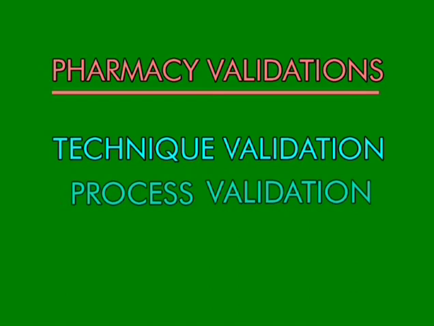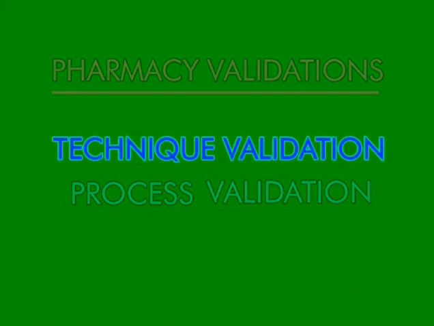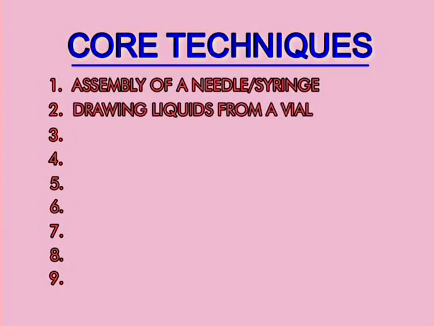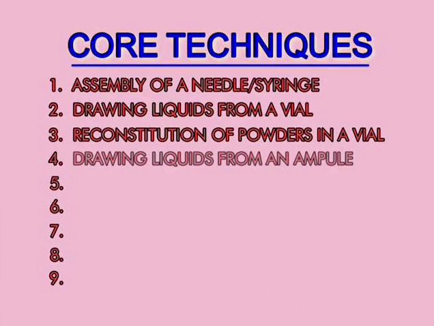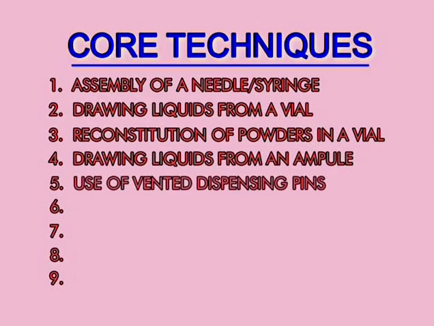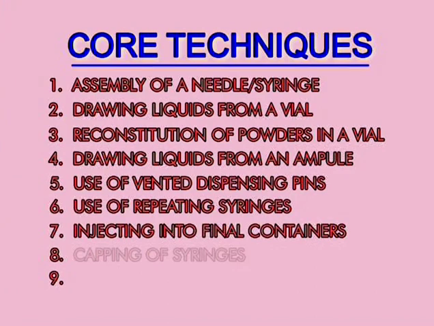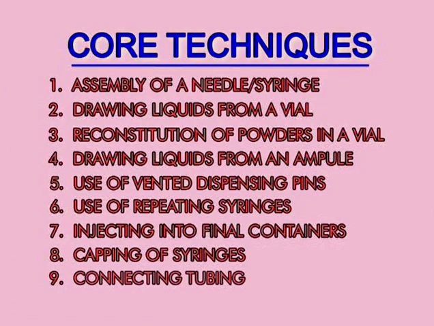Validation of pharmacy operations occurs on two levels: technique validation and process validation. Technique validation demonstrates the ability of the operator to perform fundamental core manipulative techniques. Process validation then demonstrates the suitability of the application of these core techniques to a specific compounding process. The core techniques which will be demonstrated include assembling a needle and syringe, drawing liquids from vials, reconstituting powders in vials, drawing liquids from an ampule, use of vented dispensing pins, use of repeating syringes, injecting into final containers, capping of syringes, and connecting tubing.